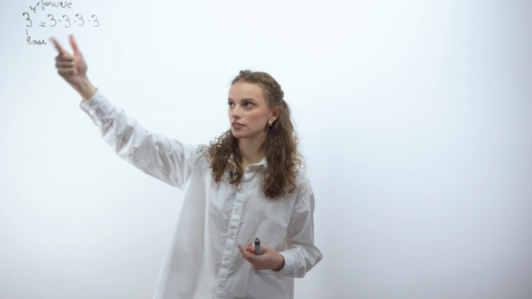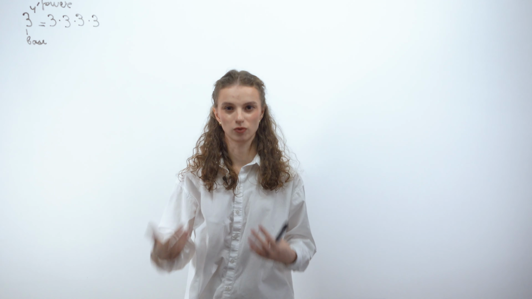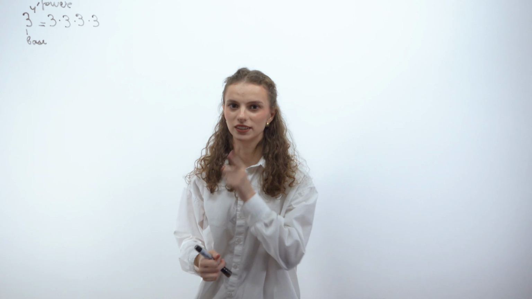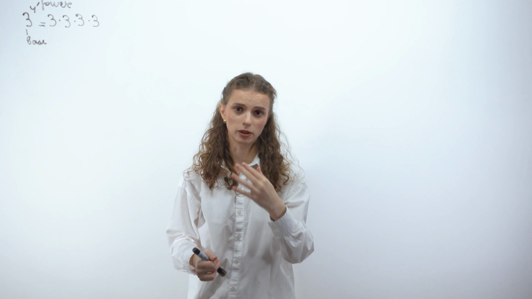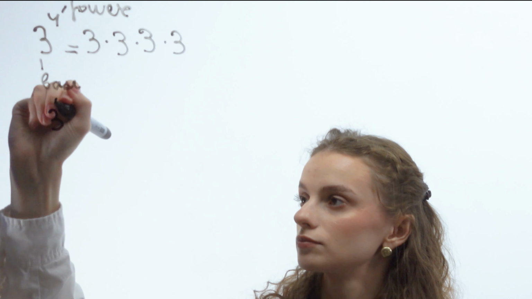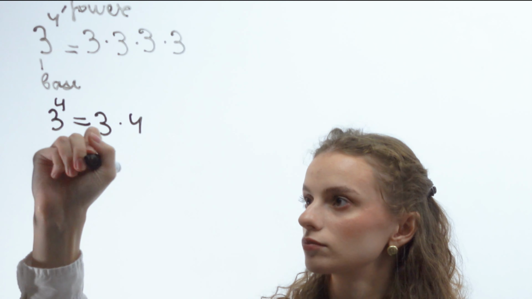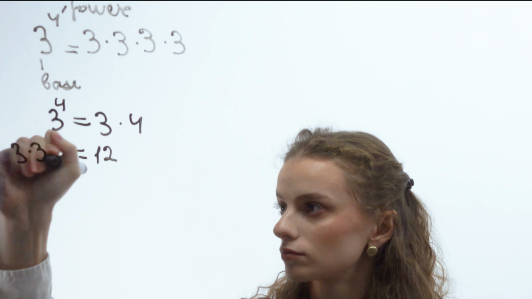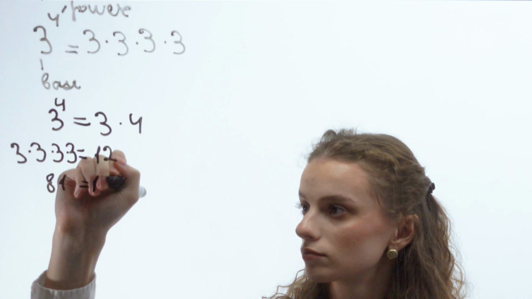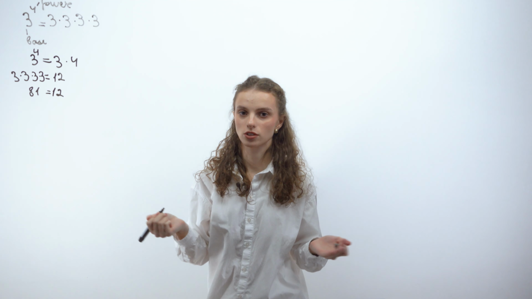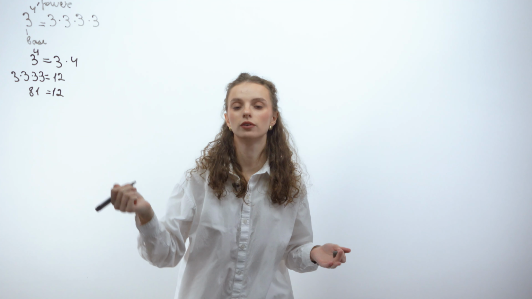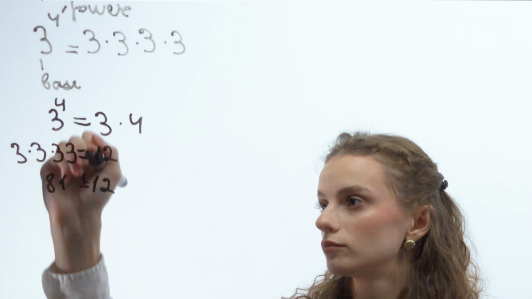Often students make a very fatal mistake. They think that 3 to the 4th power is the same as 3 multiplied by 4, and that is wrong. So please do not make that mistake. 3 to the 4th power is not the same as 3 multiplied by 4. Let's verify that. Does 81 equal 12? No, those are two completely different numbers. So therefore, 3 to the 4th power is not the same as 3 times 4.